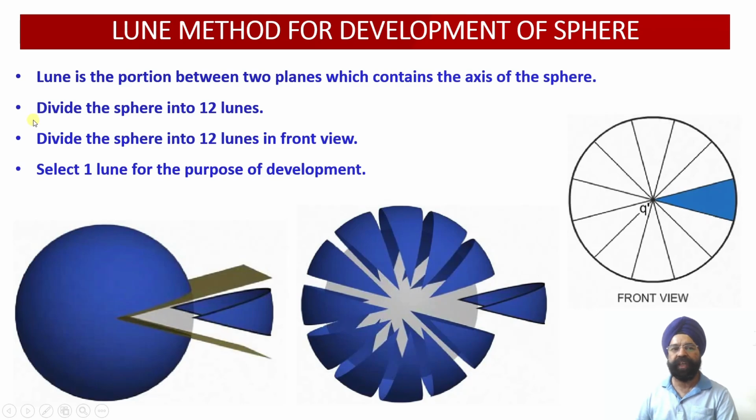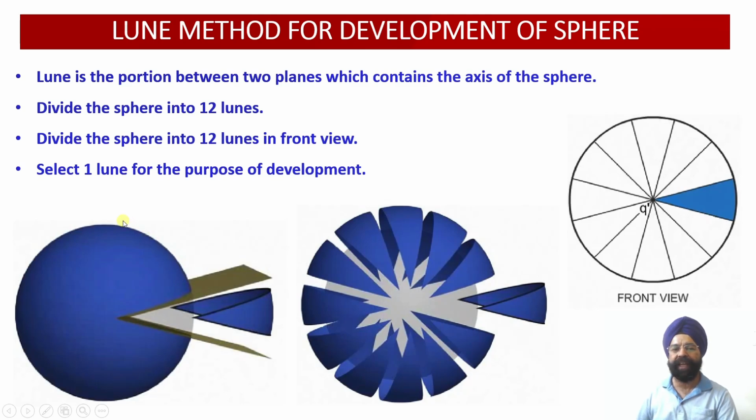Here, a lune is the portion between two planes which contain the axis of the sphere. So the two cutting planes which obtain any particular segment of the sphere should join at the axis point. This segment we call a lune. Whatever segment is removed from the sphere will be known as a lune.